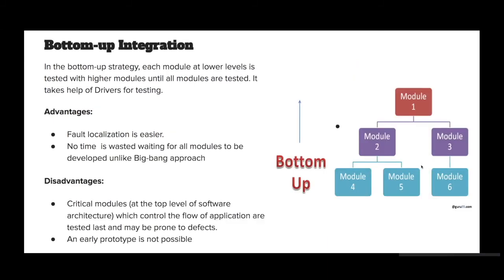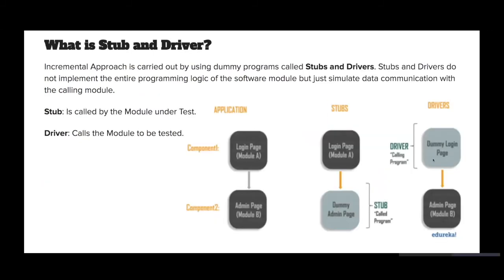Now coming to bottom-up integration. In the bottom-up strategy, each module at lower levels is tested with higher modules until all modules are tested. It takes the help of drivers for testing. Let's say we have two modules, admin page and login page. At the bottom, we'll first test the admin page, then we'll go to the login page. Since we're testing the admin page at the bottom, we'll mostly be using the driver's help.